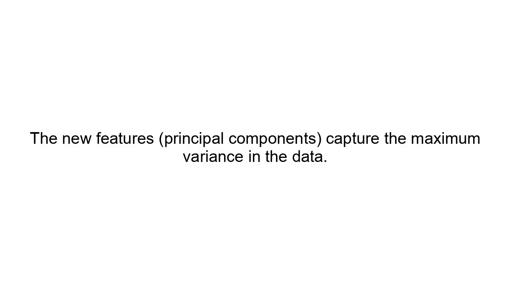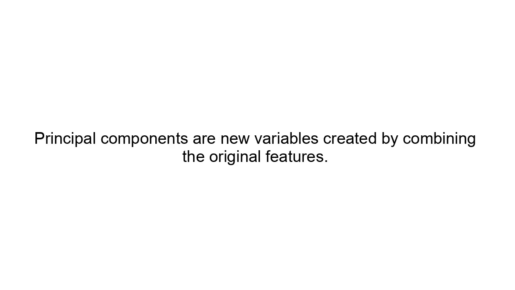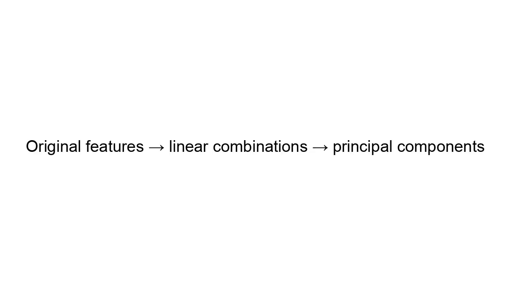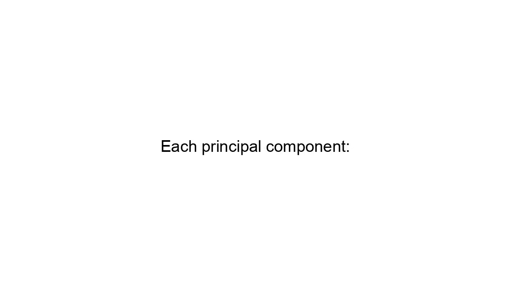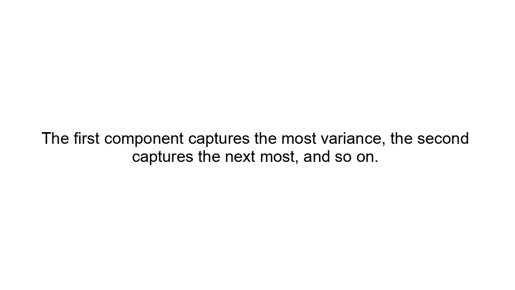What are principal components? Principal components are new variables created by combining the original features. Example concept. Original features means linear combinations means principal components. Each principal component captures a portion of the dataset variance, is independent from other components, represents a direction of maximum variance. The first component captures the most variance. The second captures the next most. And so on.